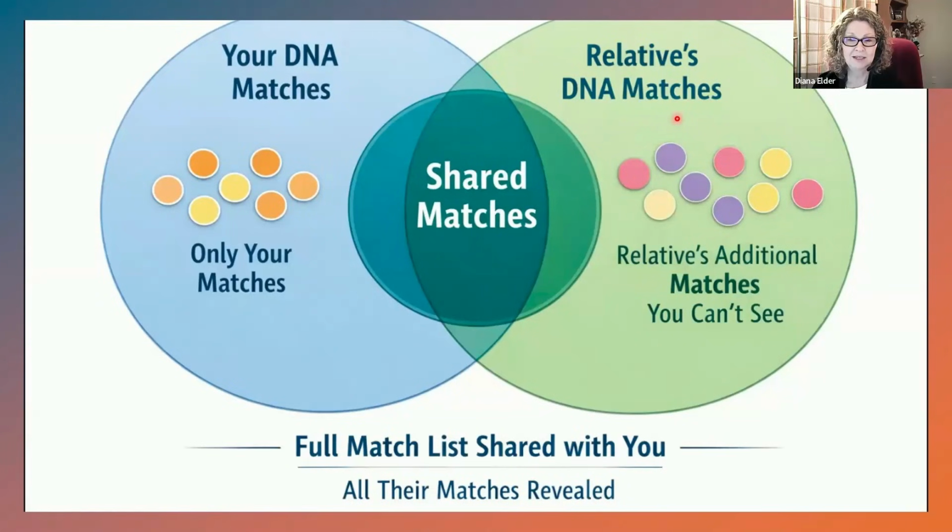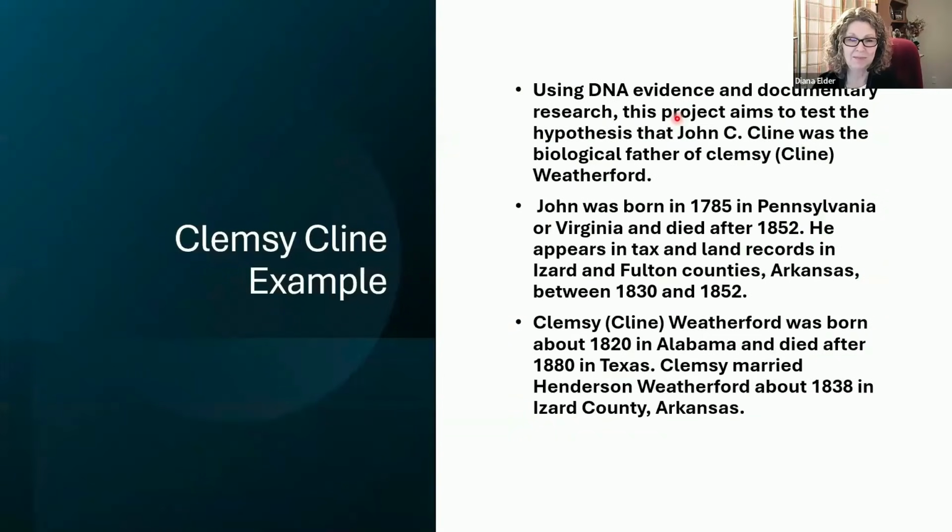I thought it would be fun to illustrate this with an example from my Clumsy Cline project that I have worked on the last 2 or 3 years. So let me just give you my example so you get a little foundation about this project. Using DNA evidence and documentary research, this project aims to test the hypothesis that John C. Cline was the biological father of Clumsy Cline Weatherford. So I have identified someone, and I'm trying to prove through DNA that he was actually her father.